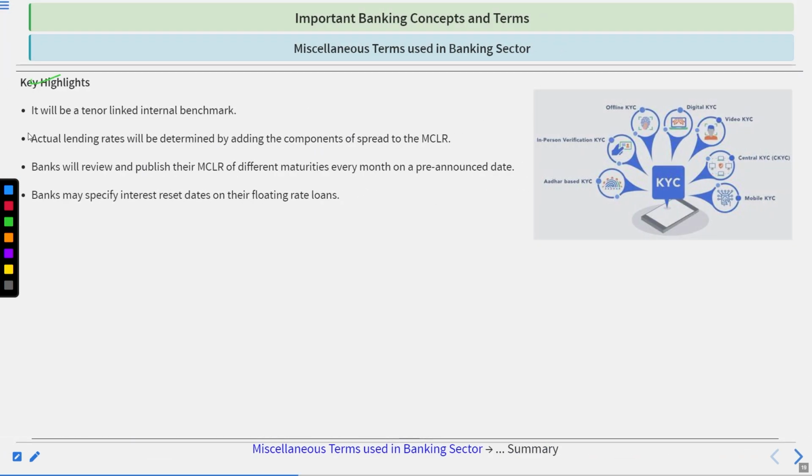Key highlights about this: it will be a tenor-linked internal benchmark. Actual lending rates will be determined by adding the components of spread to the MCLR. Banks will review and publish their MCLR of different maturities every month on a pre-announced date. Banks may specify interest reset dates on their floating rate loans.